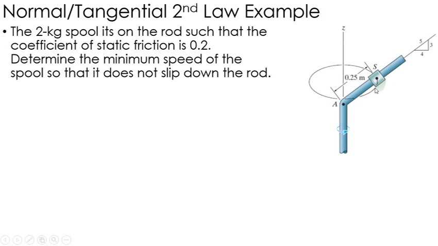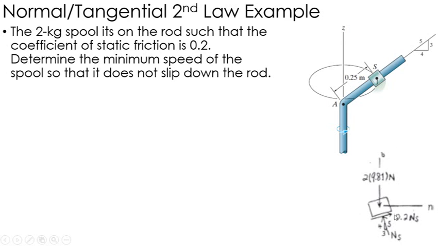What we're going to do is draw our free body diagram. In our free body diagram, I have the weight of the spool, 9.8 times 2 kilograms. Friction is going to act up the rod because I'm trying to avoid it slipping down the rod. So friction goes up at 0.2 times the normal force, and then I've got a normal force acting perpendicular to the rod.